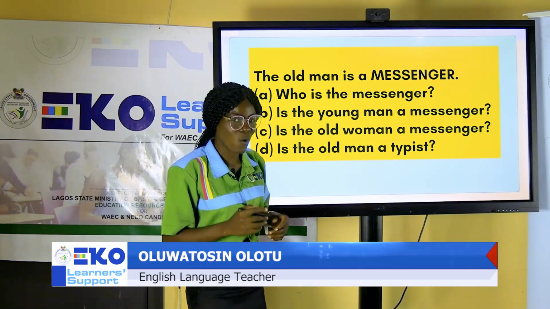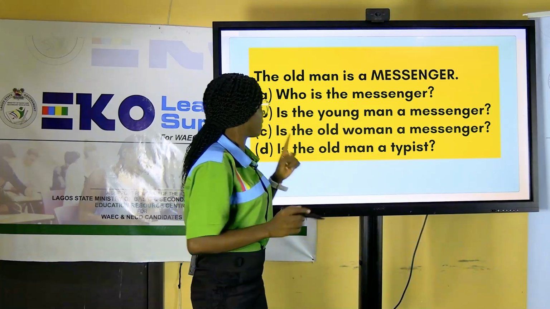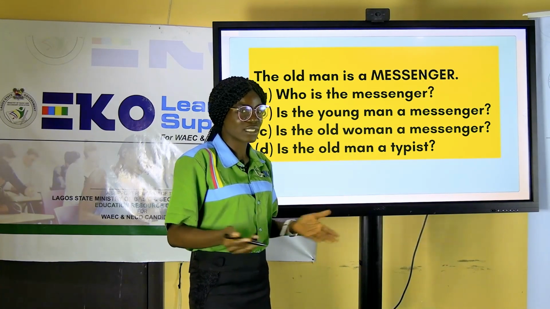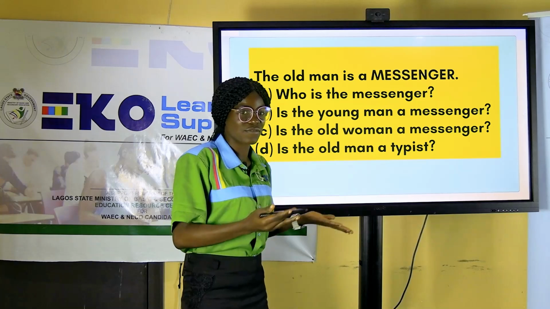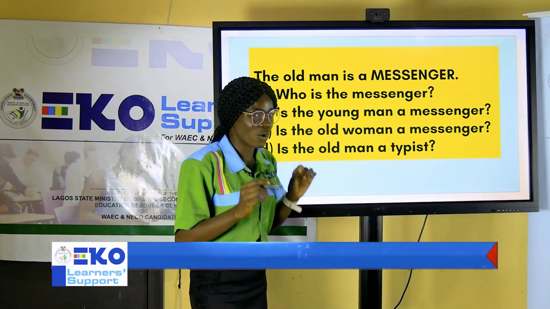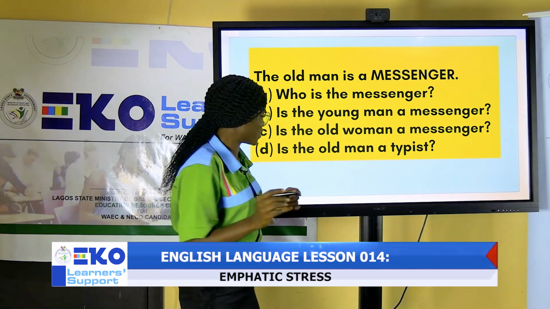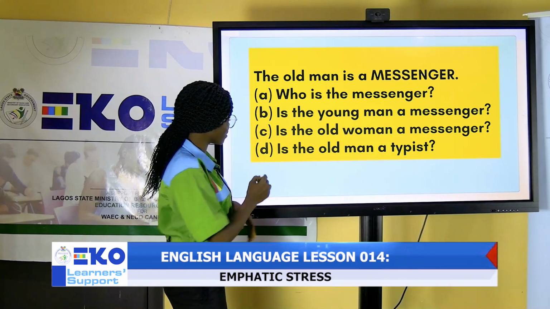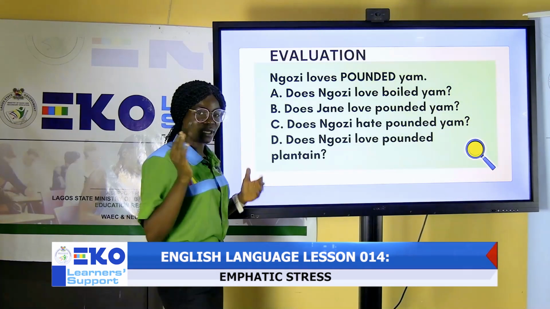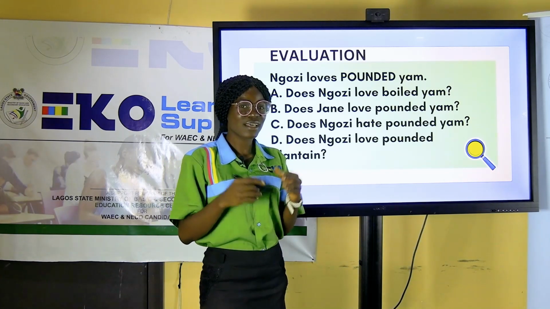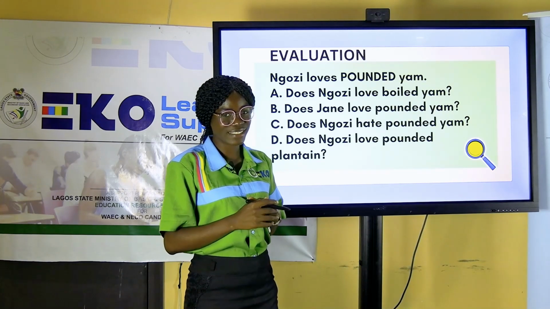Then you will say, no, I said the old man is a messenger, not a typist, not any other thing, not a farmer, but I said the old man is a messenger. I hope you understand this topic now. Very interesting topic, isn't it? Now it's time for evaluation, and I'm going to give you just 30 seconds to do this.